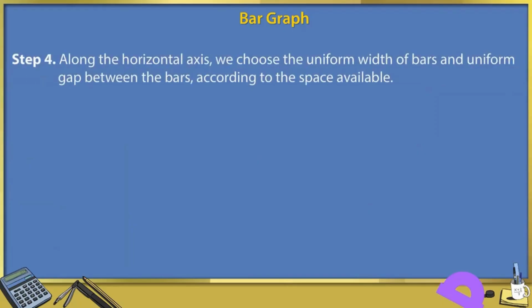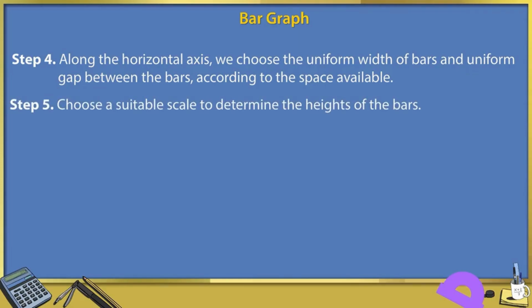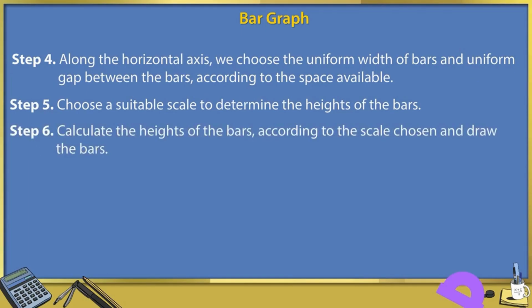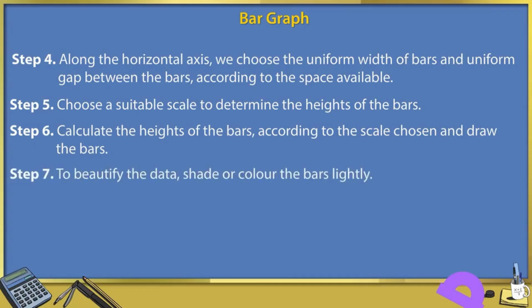Step 4. Along the horizontal axis, we choose the uniform width of bars and uniform gap between the bars according to the space available. Step 5. Choose a suitable scale to determine the heights of the bars. Step 6. Calculate the heights of the bars according to the scale chosen and draw the bars. Step 7. To beautify the data, shade or color the bars lightly.